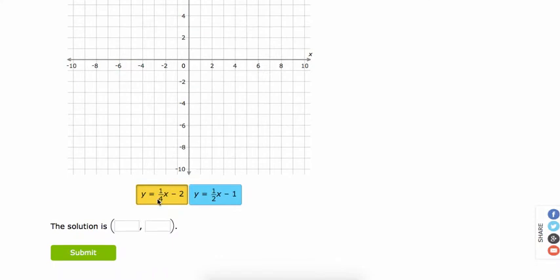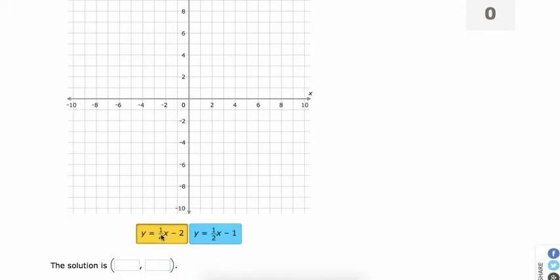Below the graph, I have y equals 1/4 x minus 2 in gold. So I'll be graphing that line in gold, and I have y equals 1/2 x minus 1 in blue. So that line will show up in blue. And then it says the solution is, and it has an ordered pair ready to go, so I can type in an x and a y.